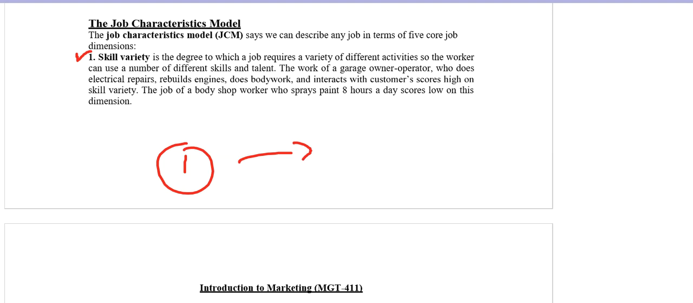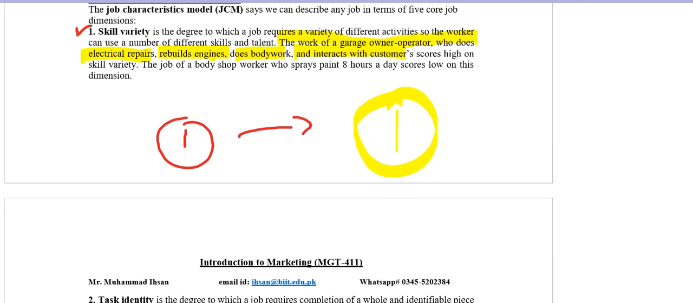For example, there is a garage owner operator who does electric repairs. Number one, he rebuilds engines. Number three, he does body work and he interacts with customers. So he has 1, 2, 3, 4 different activities to do. Nowadays organizations do not prefer a person to be a specialist in only one activity. There can be multitasking, or there should be a variety of skills a person possesses.